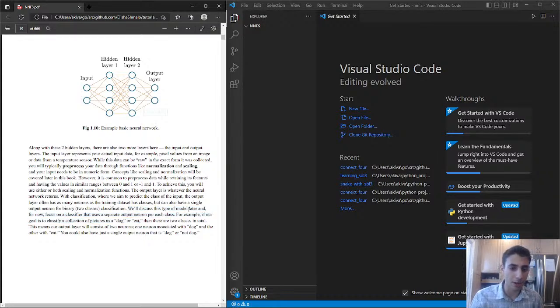We'll discuss this type of model later, and for now focus on a classifier that uses a separate output neuron per each class. For example, if our goal is to classify a collection of pictures as dog or cat, then there are two classes in total.